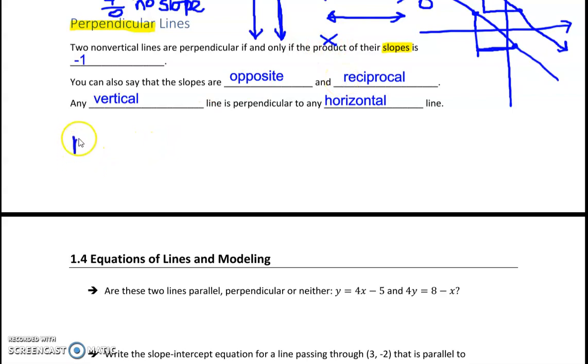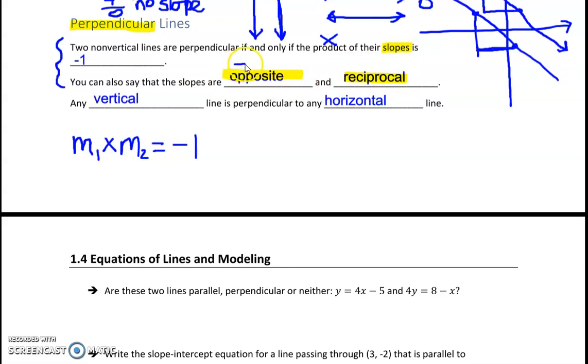So we have our first line, let's call the slope of it m1. And we have the second line, let's call the slope of it m2. If when we multiply those together, we get -1, then we know we have perpendicular lines. Okay? This second sentence is just another way of saying the same thing that's in the first one. I'll explain why after we work through it. Okay, you can also say that the slopes are opposite and reciprocal. So let's break that down.